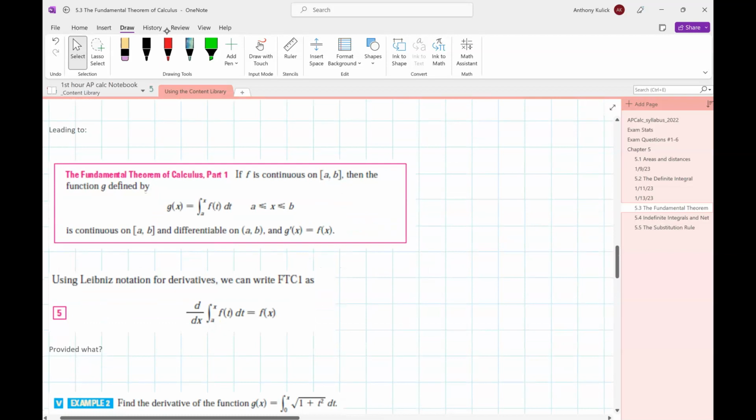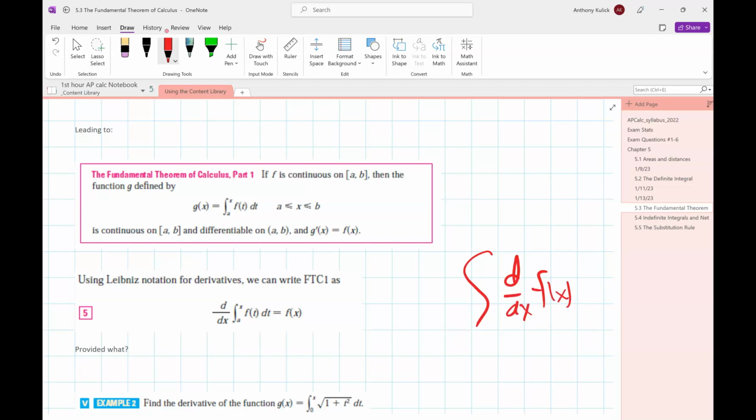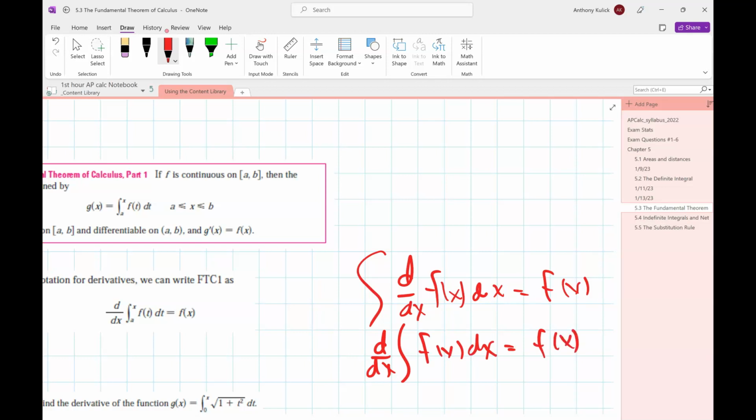This we will now formalize as the fundamental theorem of calculus part 1. Basically, the idea here is that derivatives and integrals cancel each other out. So if I do the integral of d/dx f of x dx, I should just get f of x. Or if I do the derivative of the integral of f of x dx, I just get f of x.